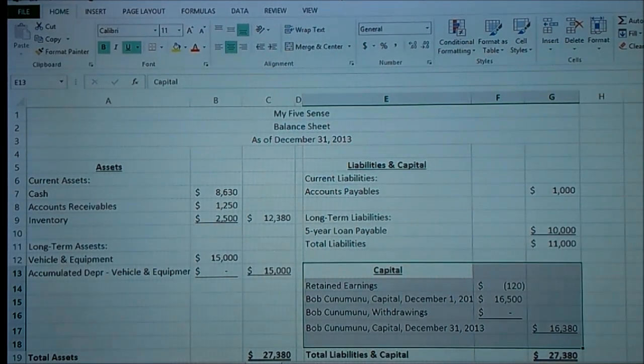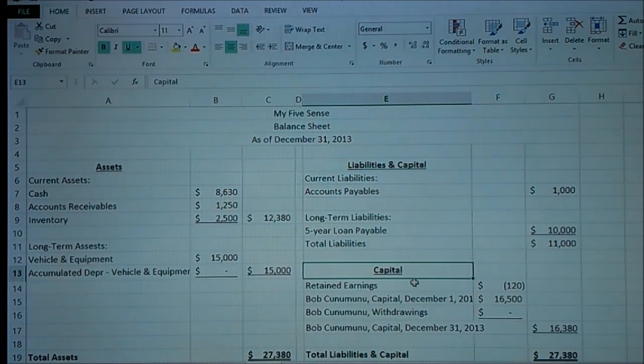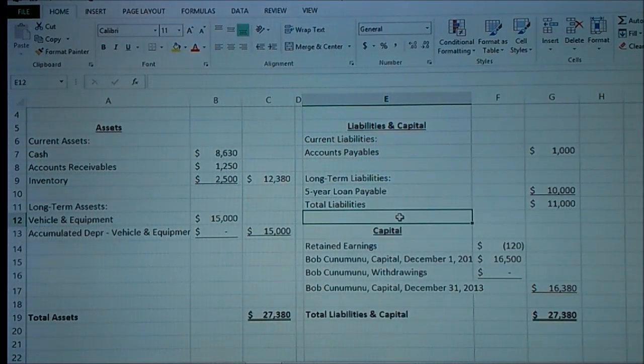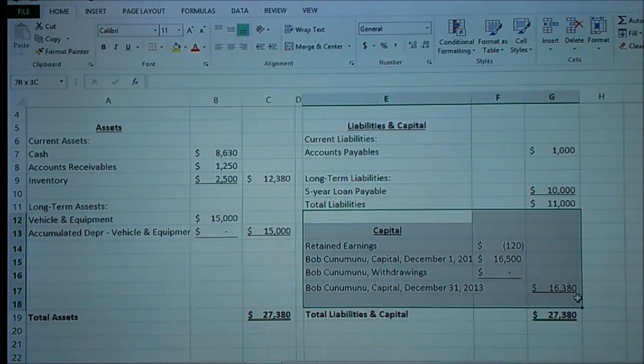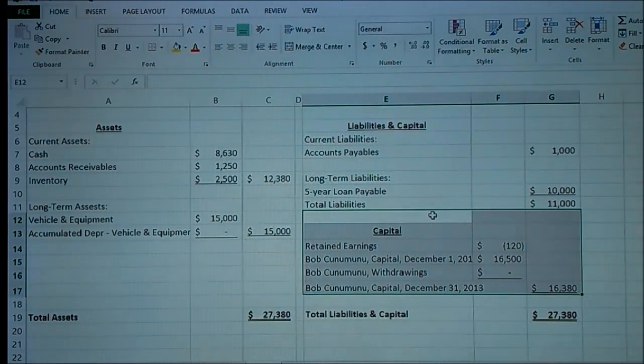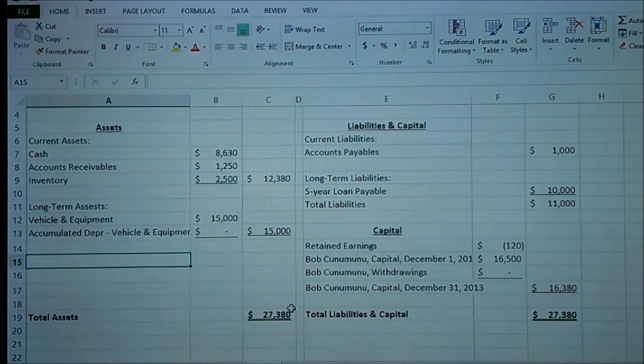using just this information, instead of having capital here, change the heading to statement of owner's equity, plug in the time period for the period ending, plug in the name of the company, and voila, we have a statement of owner's equity financial statement done and completed.